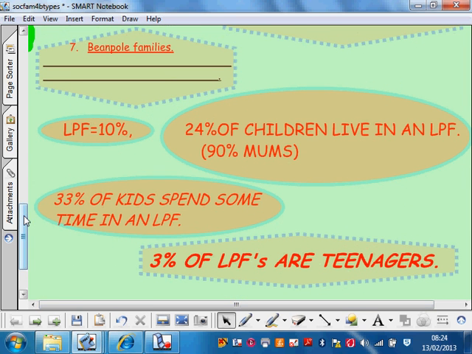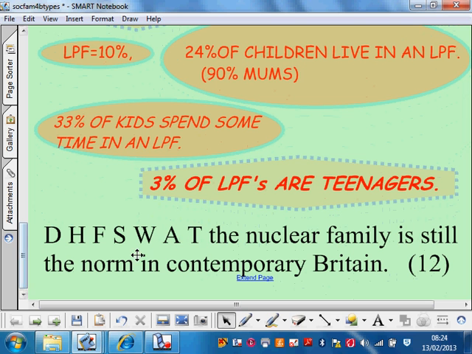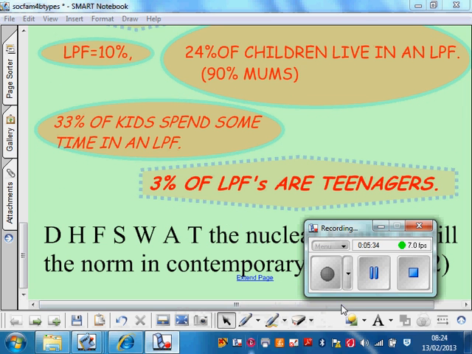Not very many. Now for that, we'll do this exam question. A very common sort of question. Discussed so far, blah, blah, blah. The nuclear family is still the normal in contemporary Britain. Britain today, that means.